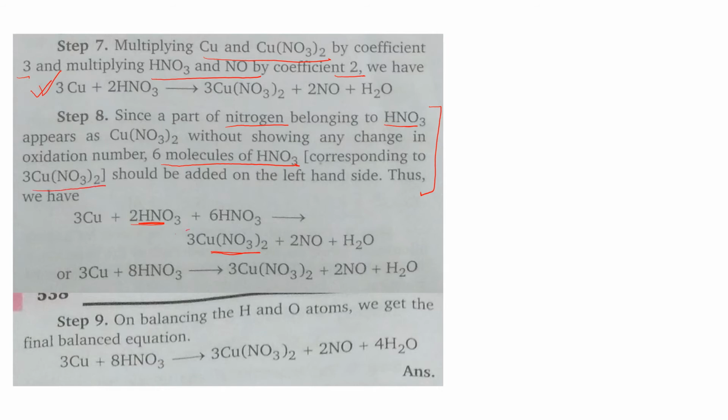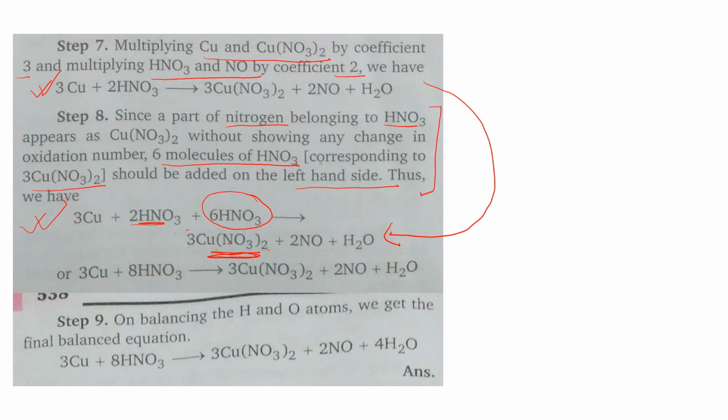This is 3 Cu(NO3)2, because 3 twos are 6 nitrogen present. So these 6 nitrogen have to be added on the left hand side as 6 HNO3. This is a very typical example. Thus this equation becomes 3Cu plus 2HNO3 plus 6HNO3, which on the right hand side gives 3Cu(NO3)2 plus 2NO plus H2O.